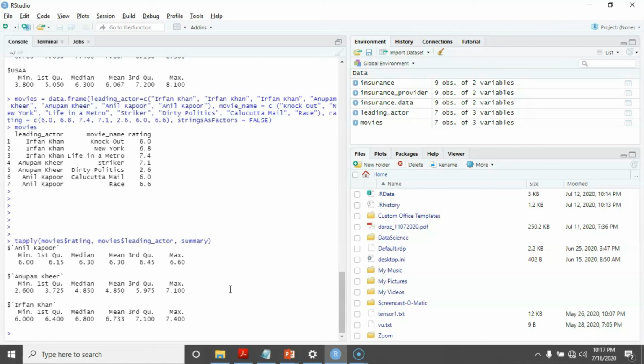So if we just want to compare between Anil Kapoor and Anupam Kher, then definitely Anil Kapoor is better than that. But wait a minute. Let's see what analysis we have about Irfan Khan. In the case of Irfan Khan, the minimum is 6.0, the maximum is 7.4. Definitely the deviation is more than Anil Kapoor, but even the minimum is the same as Anil Kapoor.